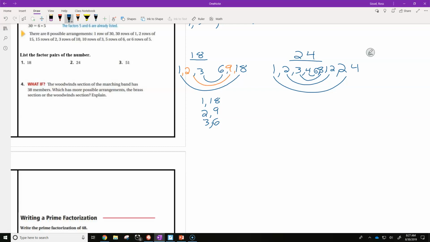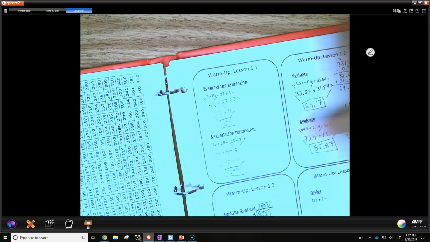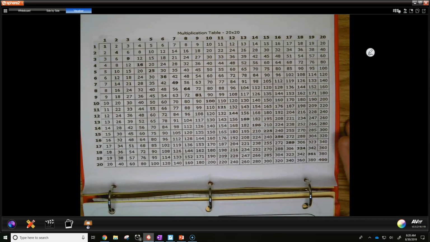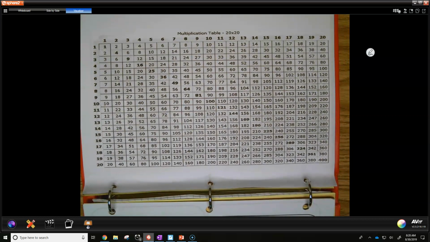This is our factor pairs. The way we do factor pairs is we just list them in order. I'm going to show you. If you are a person that is struggling right now with your multiplication facts, this is how we use our multiplication table.